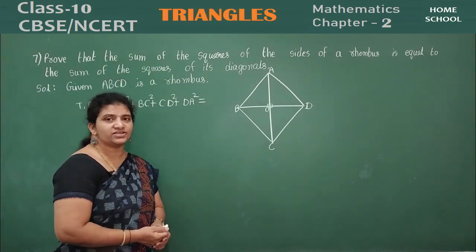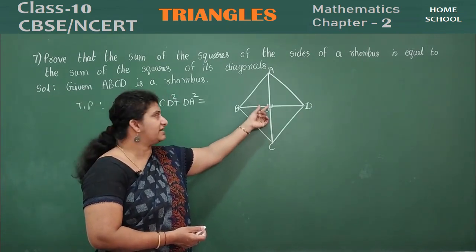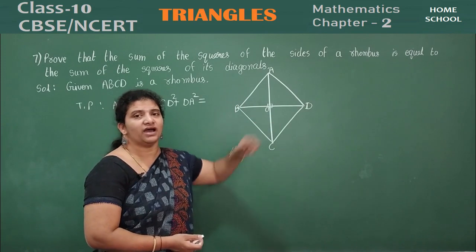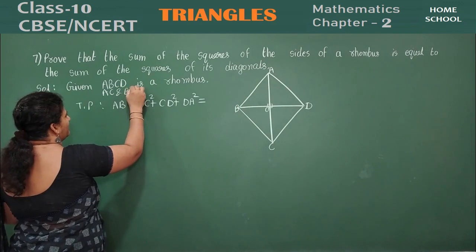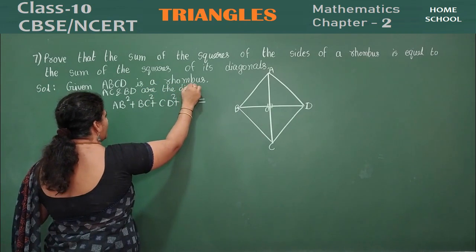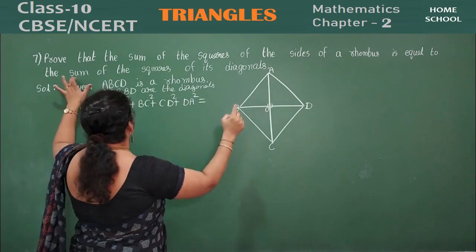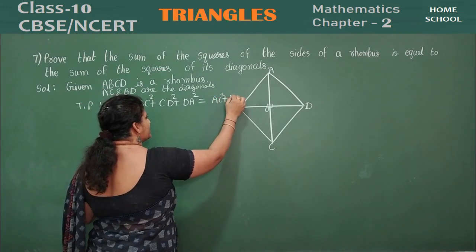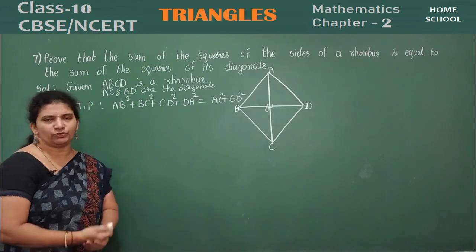Where are the diagonals here, children? Diagonals intersect each other at O here. Okay, they are bisecting at O. And what are the diagonals? AC and BD are the diagonals of a rhombus. So it is equal to the sum of the squares of the diagonals, AC square plus BD square. This is the line we need to prove.